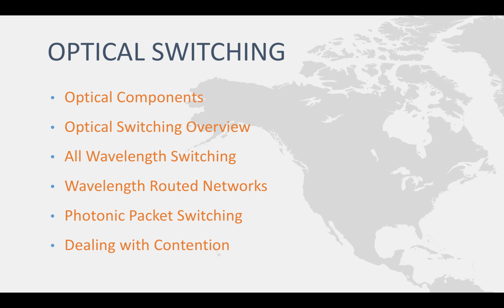Hello everyone, this video is going to introduce 5 main parts of optical switching. They are as shown on the slides: optical components, optical switching overview, wavelength switching, wavelength routing networks, photonic packet switching, and dealing with contention.